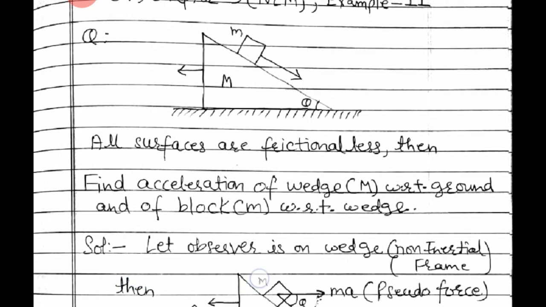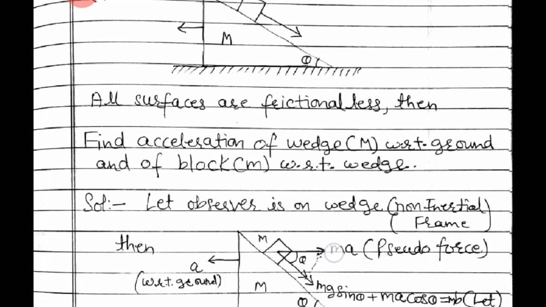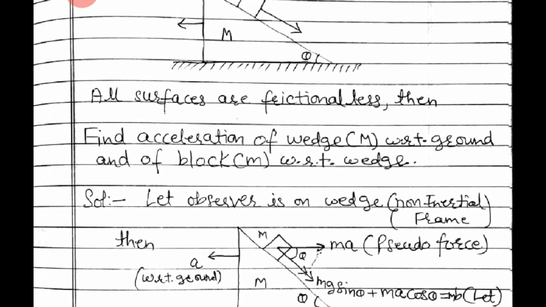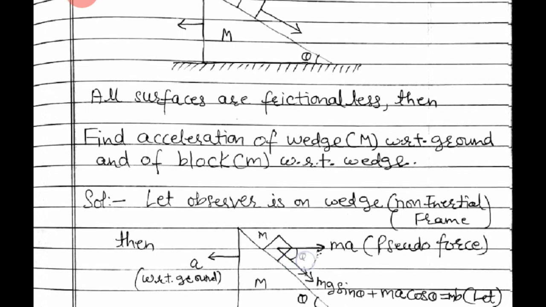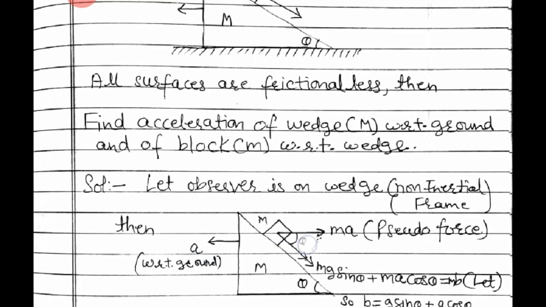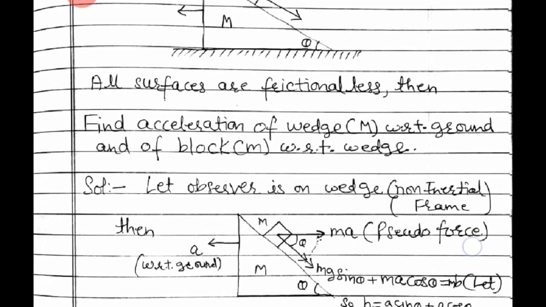Solution. Let the observer is on wedge. Observer जो है वो इस wedge के ऊपर है. Okay, and because wedge is moving with some acceleration, it means this wedge is a non-inertial frame of reference. So in this case observer will feel pseudo force, so this block m also will feel pseudo force in opposite direction of this acceleration. It means pseudo force will act in this direction, that is m into A. This is the pseudo force.